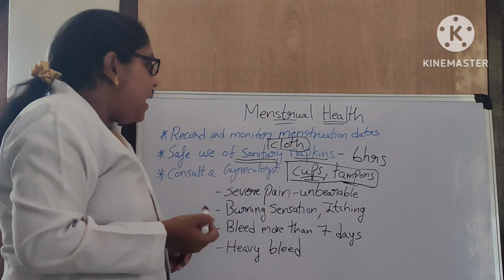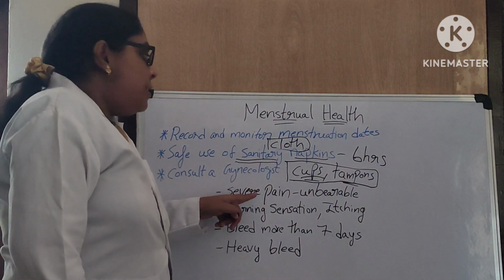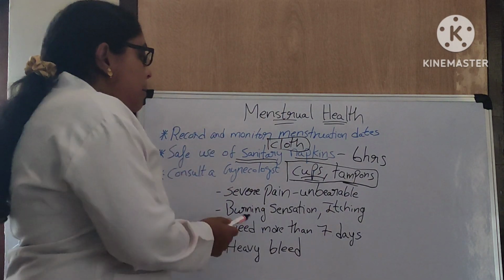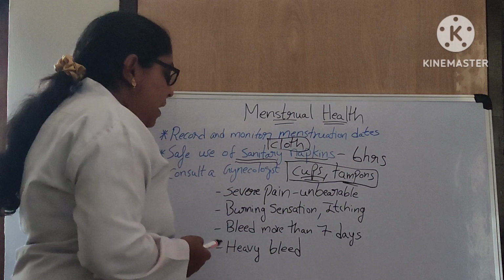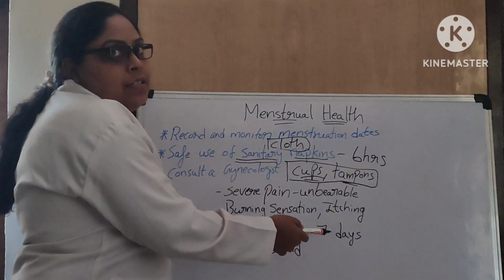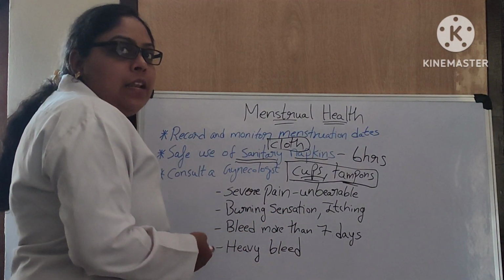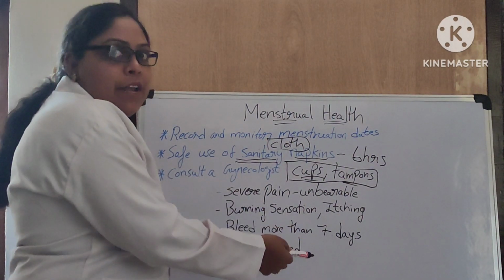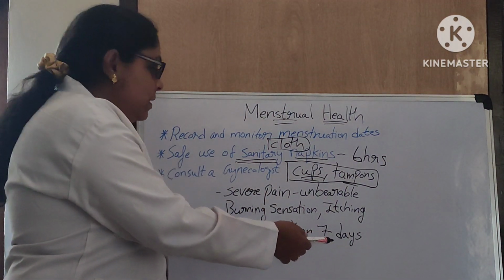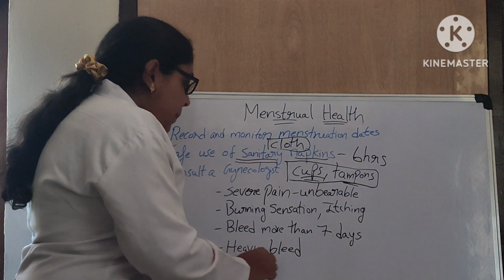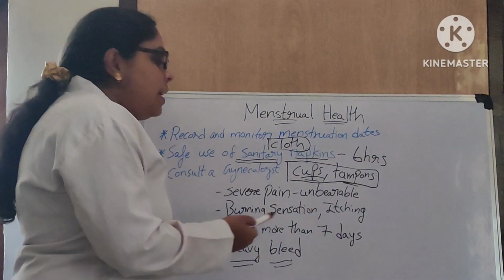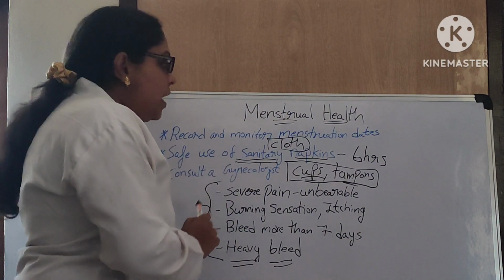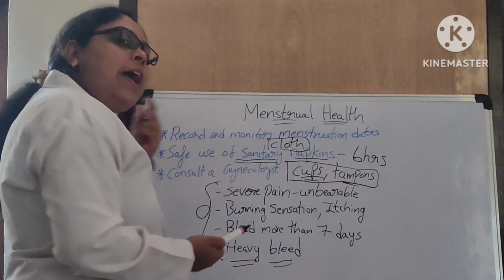You have to consult a gynecologist if you have severe pain that is unbearable, if there is any burning sensation or itching, and if you are bleeding for more than 7 days. Usually in the menstrual cycle the bleed lasts about 3 to 5 days, so if it is more than 7 days, you have to consult a gynecologist. And if you are having heavy bleed, you have to consult a gynecologist. You should not ignore any of these points. That is helpful for maintaining menstrual health.